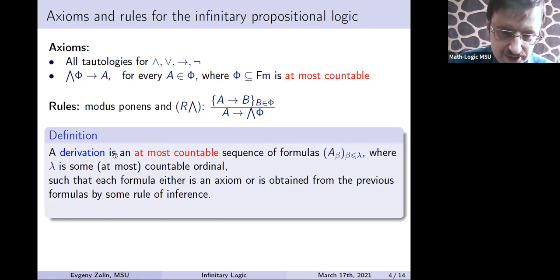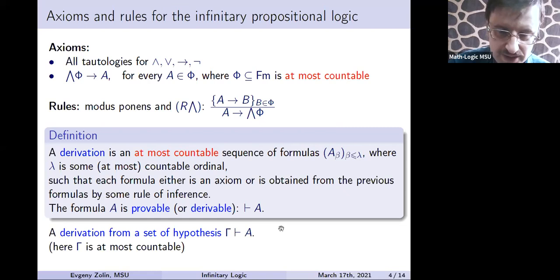So a derivation or a proof is an at most countable sequence of formulas indexed by ordinals, such that each formula is either an axiom or is obtained from previous formulas by some rule of inference. We have two rules. One requires just two formulas before it. The other rule requires infinitely many formulas before it in the proof. So if a formula is derivable, we write this symbol: provable or derivable, or is a theorem of this calculus, of this logic.